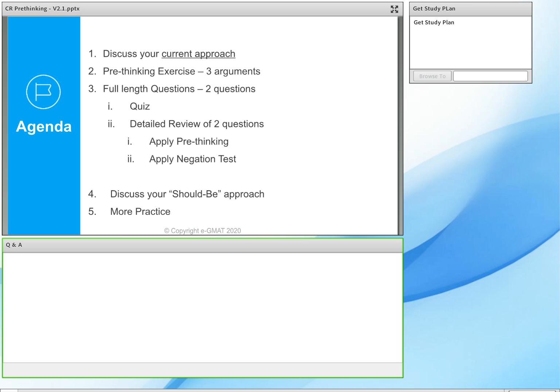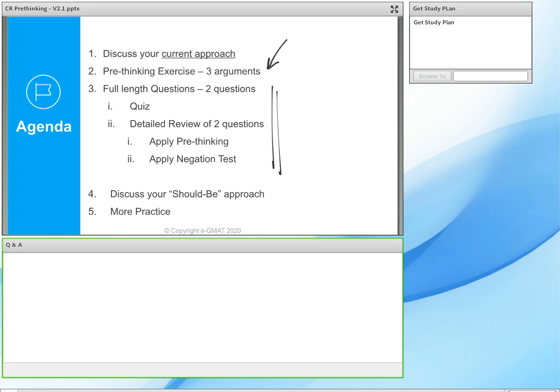We're going to discuss your current approach. Then we're going to build that foundation of pre-thinking. We will spend time on 3 arguments to build that foundation. Once we have that foundation, we will apply pre-thinking on 2 really hard questions. These are, I think, the hardest official questions that I know of, at least. They are beautiful questions that test your ability to visualize and to comprehend the argument in an amazing manner. And if you get those, you'd get a lot of questions right on the GMAT.